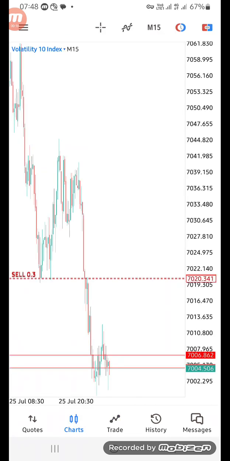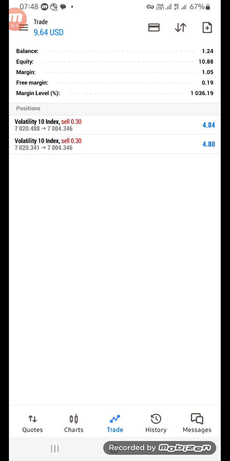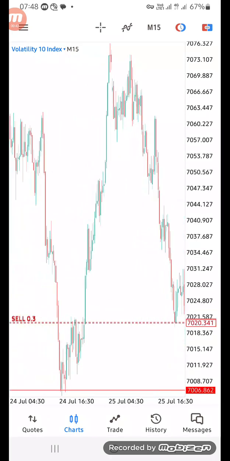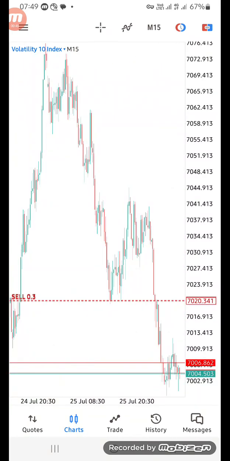So, guys, I want to quickly take you through the Volatility 10 Index sale as to how it came about. From $1.24 to, it's still floating, as you can see, to where we are right now. So, guys, what I did was, I did not analyze this. To be honest with you, I did not analyze this on my MetaTrader 5 because it's a bit complicated for me.